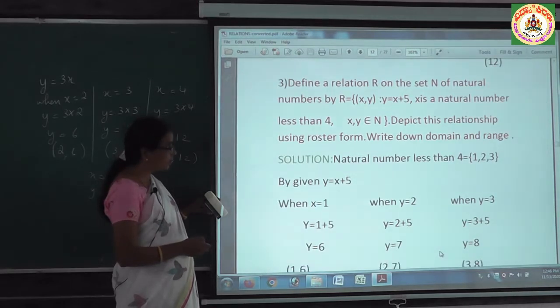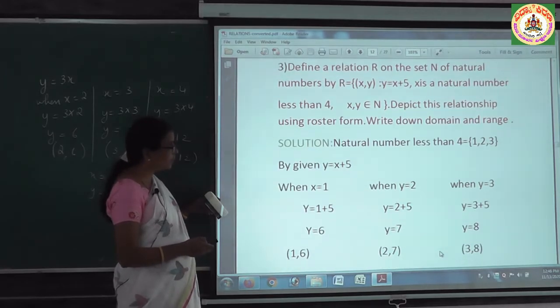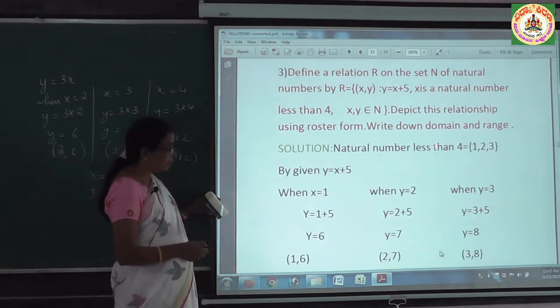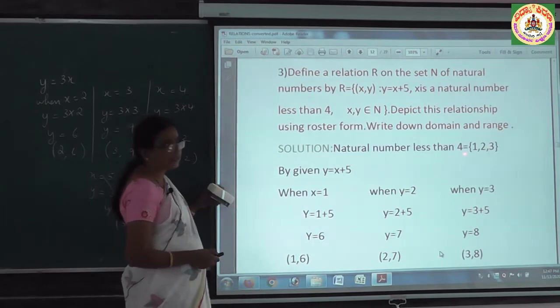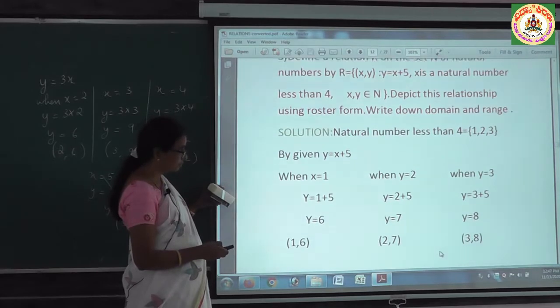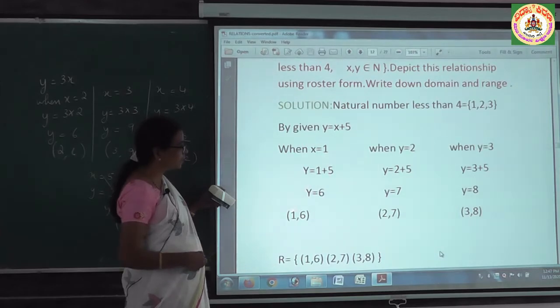Here, the condition given is x is a natural number less than 4. So we have to take the natural numbers here. Less than 4 means 1, 2, 3 itself. By given, it is clear that y is equal to x plus 5. So we shall take first x is equal to 1. If we substitute x is equal to 1, we will get y is equal to 1 plus 5, y is equal to 6. It is 1 comma 6.